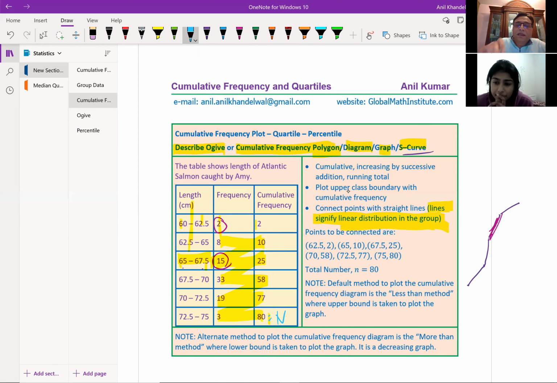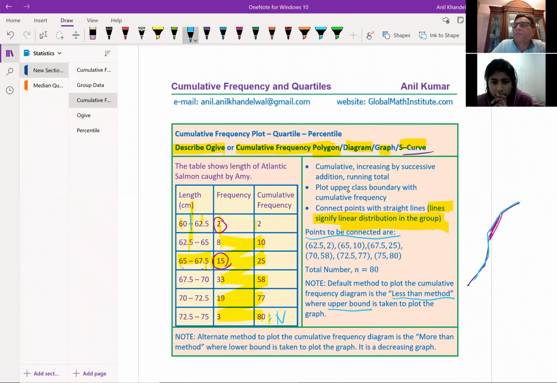Now, another thing, when we have to plot this diagram, we could do a couple of things. One of them is that we could consider all the two to be at the center point. We could do that, right? But what we will actually do is, when we are going to plot, as you had discussed earlier, we are going to take the upper bound. Because we are doing the increasing, less than graph, less than method. So we are going to use the upper bound.